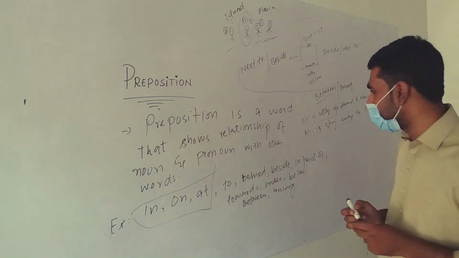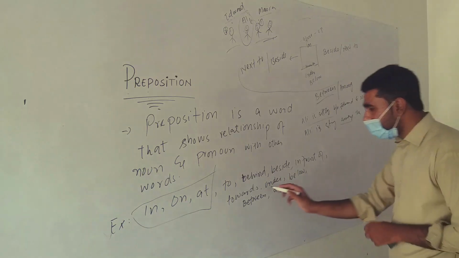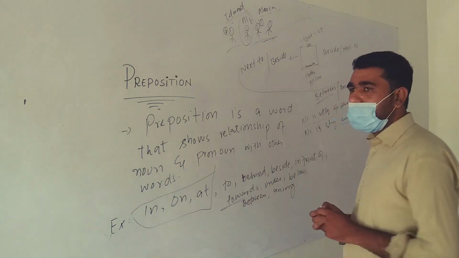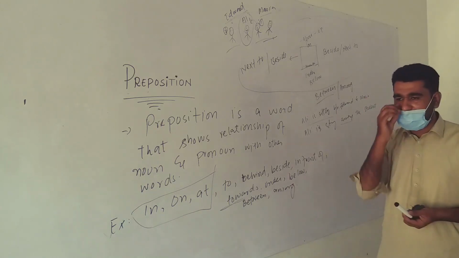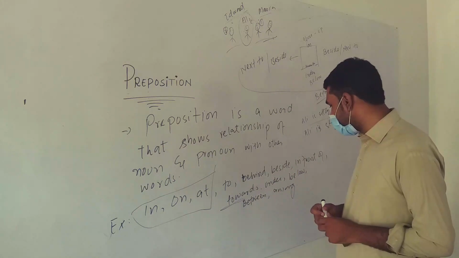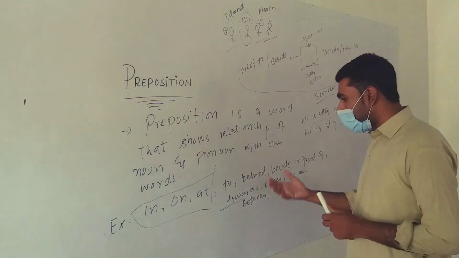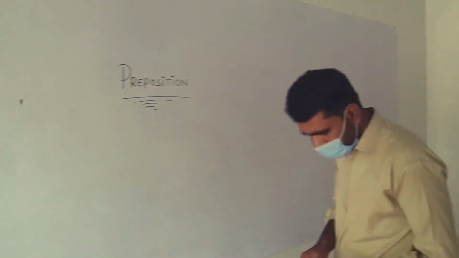Here are some more examples. Towards: whenever we use direction, for example the snake is coming towards you, so it was for direction. Now I would come to this one in detail.